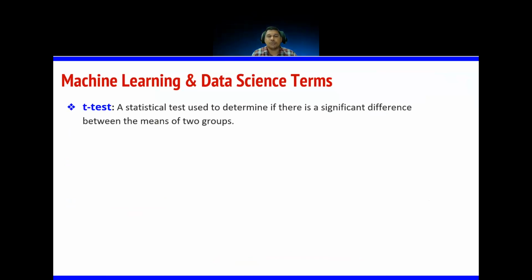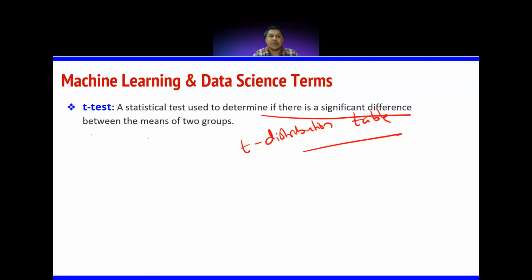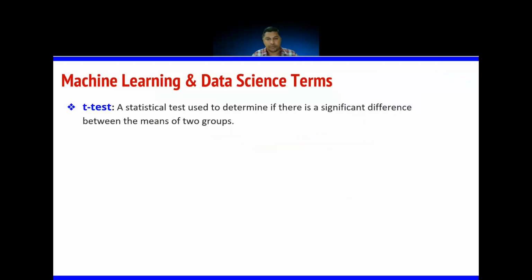T-test. We have seen this multiple times. In hypothesis testing, we have a test called the T-test, which follows the T distribution, the T distribution statistical table. It is used to find out if there is any significant difference between two groups or between a population and a sample.